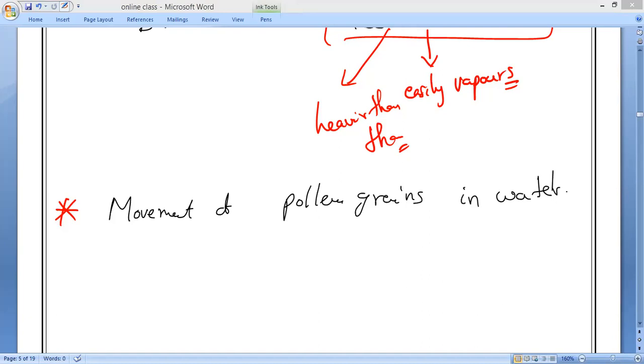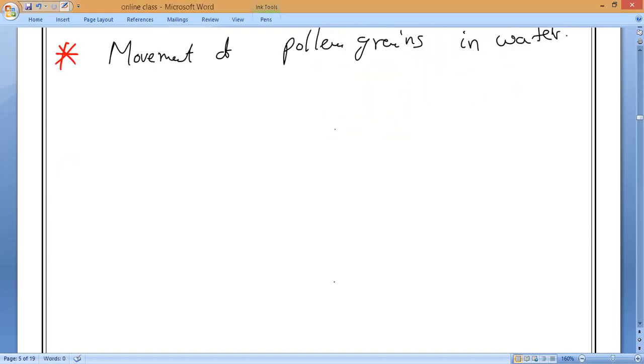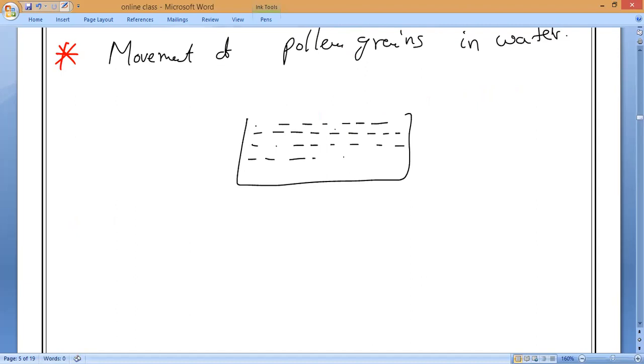To show that particles are constantly moving, we are taking the movement of pollen grains in water, or else you can take talcum powder in water. Is it okay, Harish? Yes, sir. Now, how will it happen? Take one bucket of water, or one container of water, normal like this. So this is water. Is it yes or no? Yes, everyone.